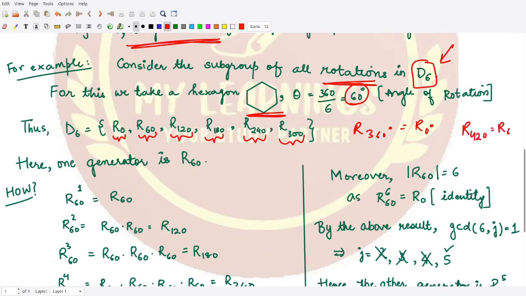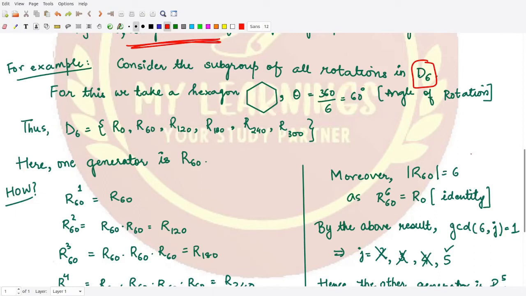R420 would be equal to R60 only, R480 would be equal to R120 only, and so on, because we have this group as the group of rotations, and this is a cyclic group, and after a certain period of time all the entries repeat themselves, and we have a finite number of elements within this group, hence this is a finite group. So we know one generator here, which is R60. By R60, we can generate all the elements of this group. How is this so? Let's see. If we take R60 to the power 1, that is R60 only, so we have this element.